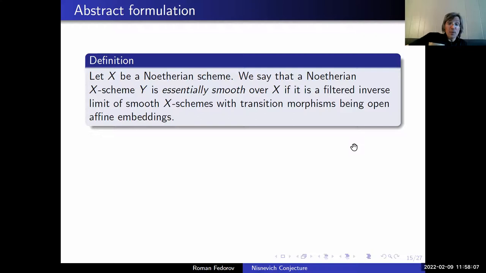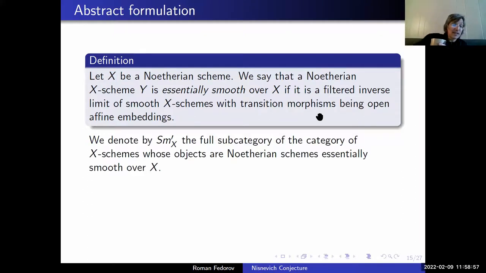And the first point, maybe the most subtle point, is to decide which category you use, right? So this is my choice. I am starting with a Noetherian scheme X, and I'm working with essentially smooth over X schemes. So for me, essentially smooth means that it is a filtered inverse limit of smooth schemes where transition morphisms are open affine embeddings. Some other people used a different notion of essentially smooth. For example, I saw in some papers that etale morphisms were allowed. But in my case, it will be just open affine embeddings.